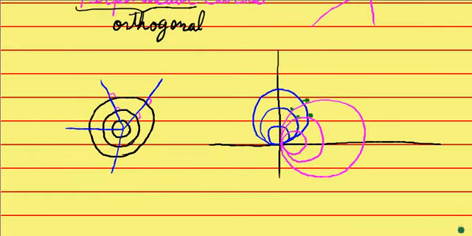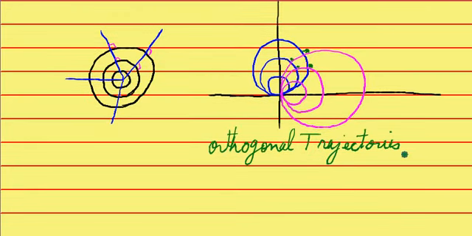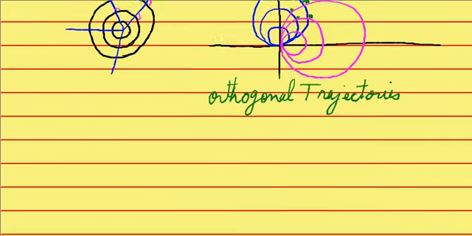Such pairs of families of curves are referred to as orthogonal trajectories in your text. Sometimes just referred to as orthogonal families of functions. Trajectory implies something is moving, but in many physical applications, in fact, nothing is really moving. So here is an example of it.